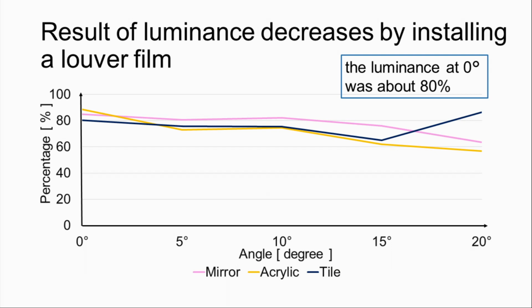This graph shows the result of how much the luminance varies with the presence or absence of a Louver film. When there was a Louver film, the luminance at 0 degrees was about 80% of that without the Louver film. However, it was about 60% at 20 degrees using the mirror and transparent acrylic plate.